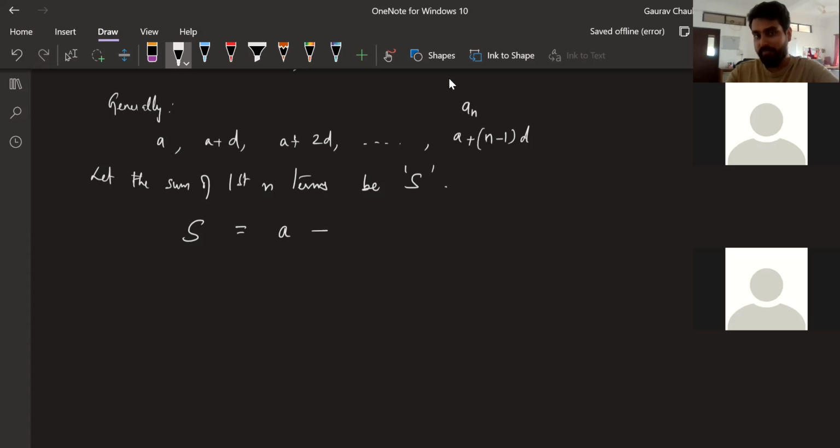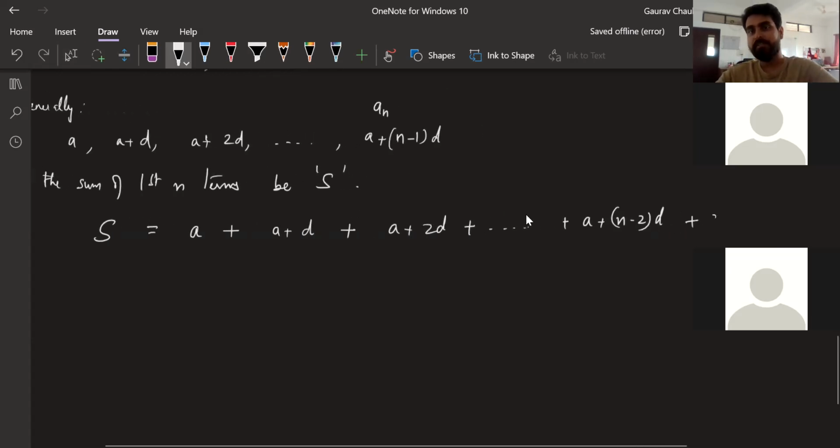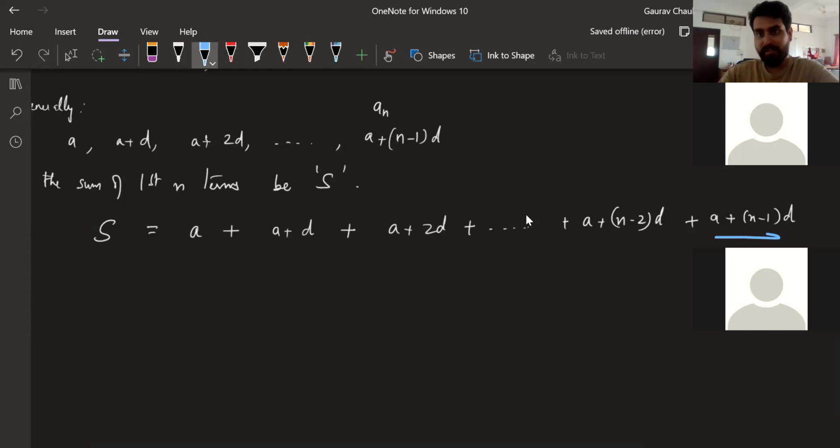It is A plus D plus A plus 2D plus dot dot. Can I continue like this? The last second term will be A plus n minus 2D. Yes, Mansa, the last term will be A plus n minus 1D. This is the AN, this is just before. So if it is A100, this will be A99. Is this okay with everyone?